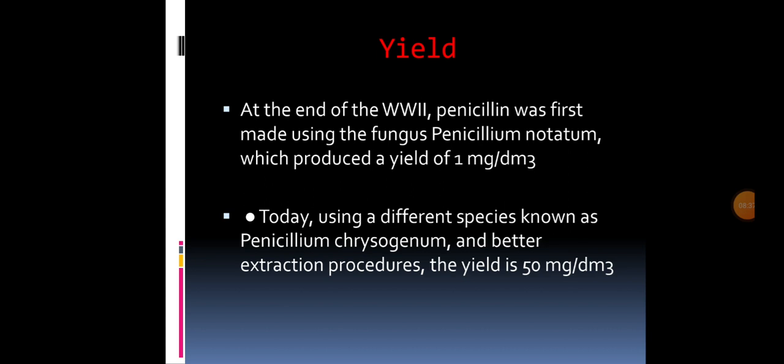Yield. At the end of World War II, penicillin was first made using the fungus Penicillium notatum, which produced a yield of about 1 mg per dm3. Today, using a different species known as Penicillium chrysogenum and better extraction procedures, the yield is 50 mg per dm3.